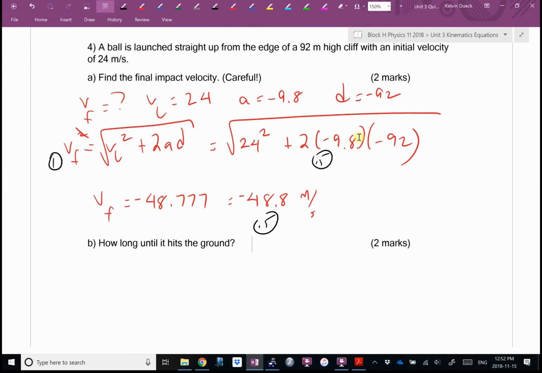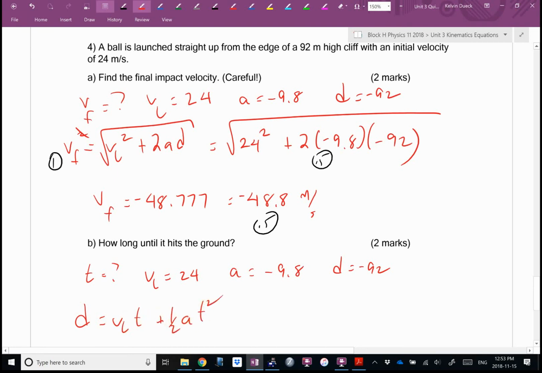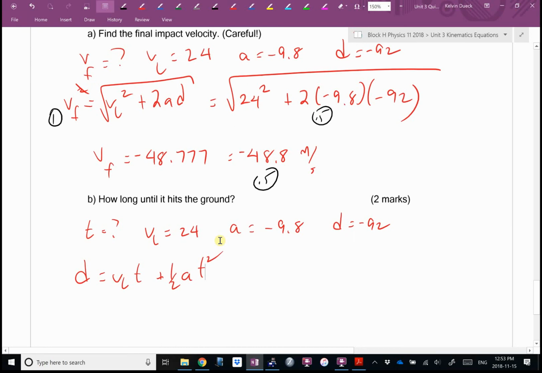Oh, I like this question. What's B asking me to find? Now, you might be tempted to go VI equals 24, A equals negative 9.8, and D equals negative 92. If you did that, the problem is you're going to get D equals VIT plus a half AT squared, and you can't get the T by itself. If VI was 0, if we were dropping an object, we can get the T by itself. Times by 2, divide by A, square root. But it's not.